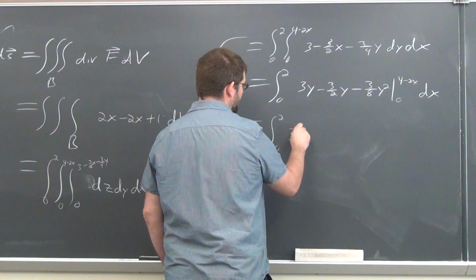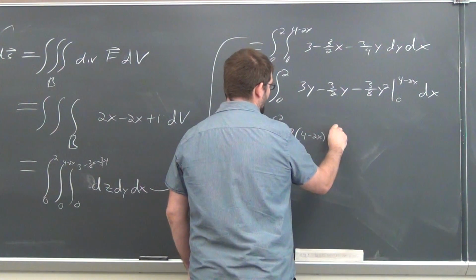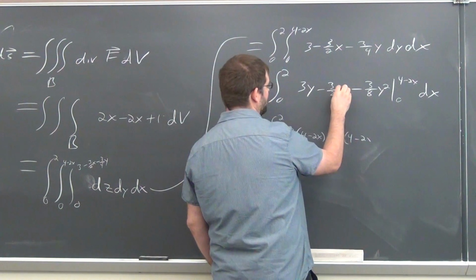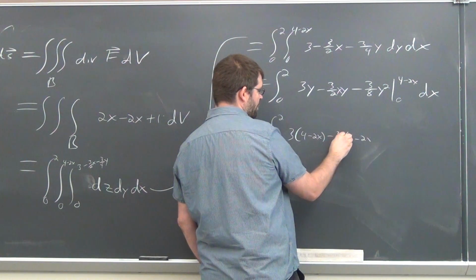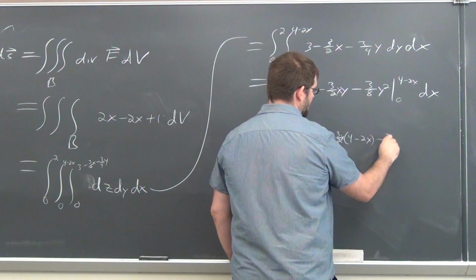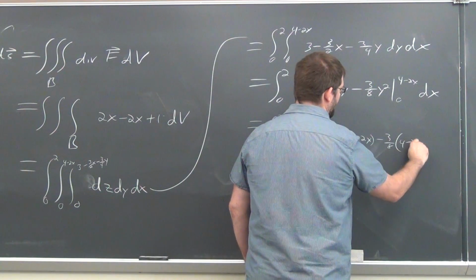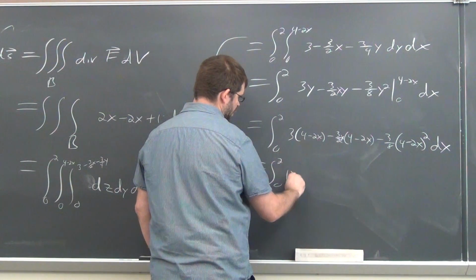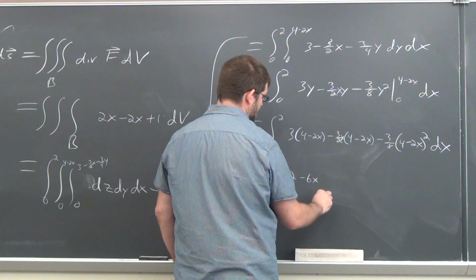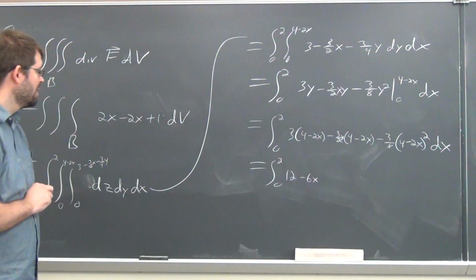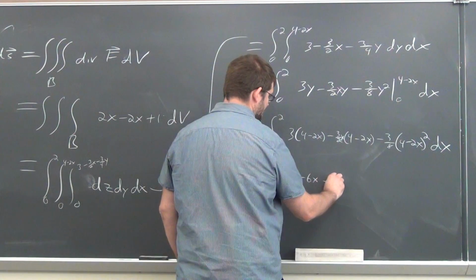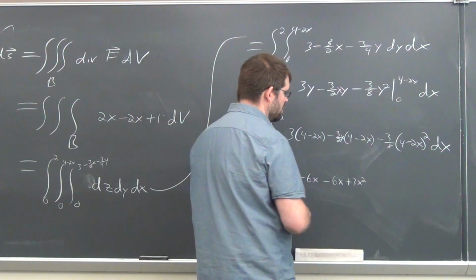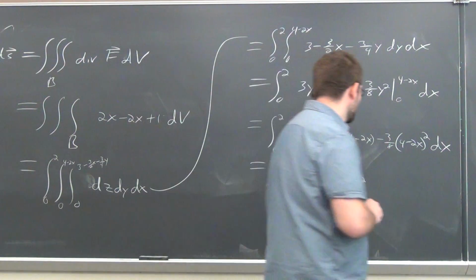So 0 to 2, 3 times 4 minus 2x, minus 3 halves x times 4 minus 2x, oh, I left an x here, 3 halves xy, right? Then minus 3/8 times 4 minus 2x squared. 12 minus 6x, minus 6x plus 3x squared, minus 6 plus 6x minus 3/2 x squared.